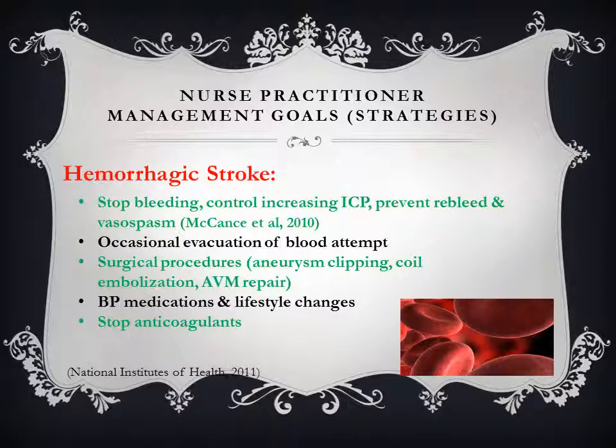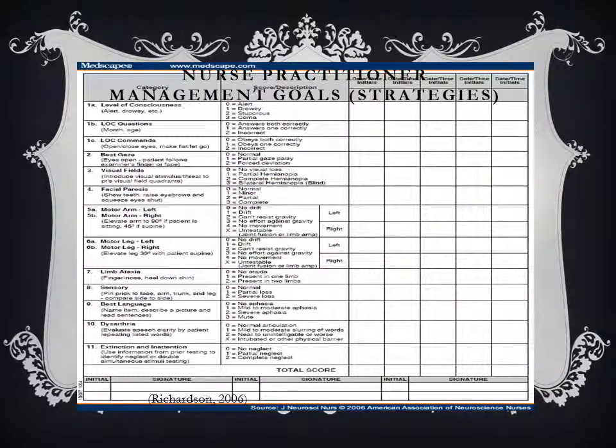Blood pressure medications and lifestyle changes, smoking cessation, dietary changes, exercise, and ceasing any illicit drug use, including alcohol, are most helpful in reducing risk. And if the patient is on an anticoagulant, it should be stopped. And of course, it's important to use the NIH stroke scale pictured here, as it is used to assess the severity and improvement of the patient's stroke.